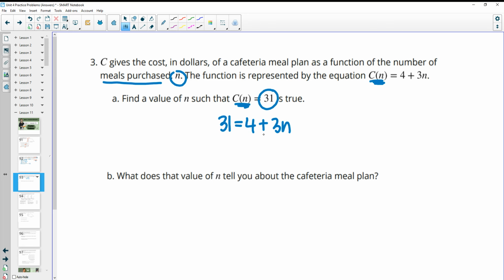So we'll solve for n by subtracting 4 from both sides. So we end up with 27 equals 3n. Then to undo that 3, so let me just write it. I'm going to put 3n on the left equals 27.